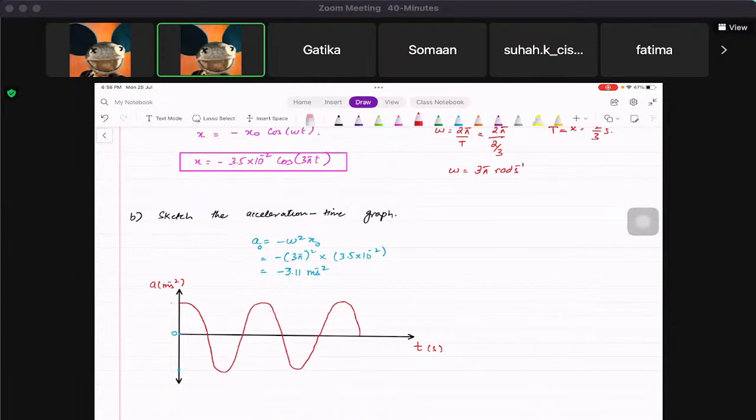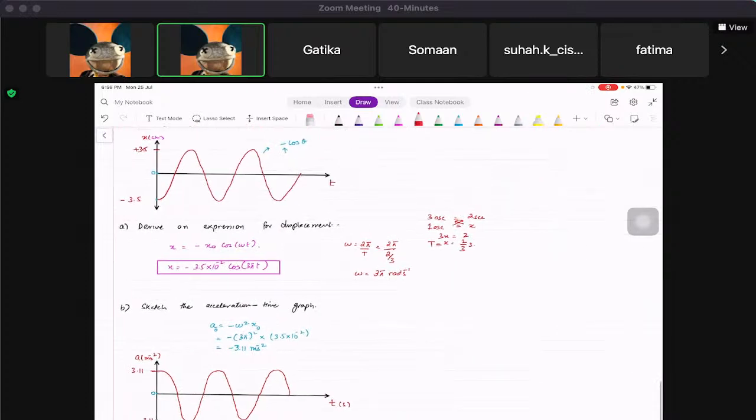And this value will be 3.11 and this value will be minus 3.11. Just look at the two graphs. Do you see the difference? So we have to give the exact values, exact values. That's why I had to find the maximum acceleration value. Do you understand? So not only you should remember that basically it is 180 degrees of the displacement graph, but also you need to remember to find the value of acceleration through the formula a equals to minus omega square x. Is it clear?